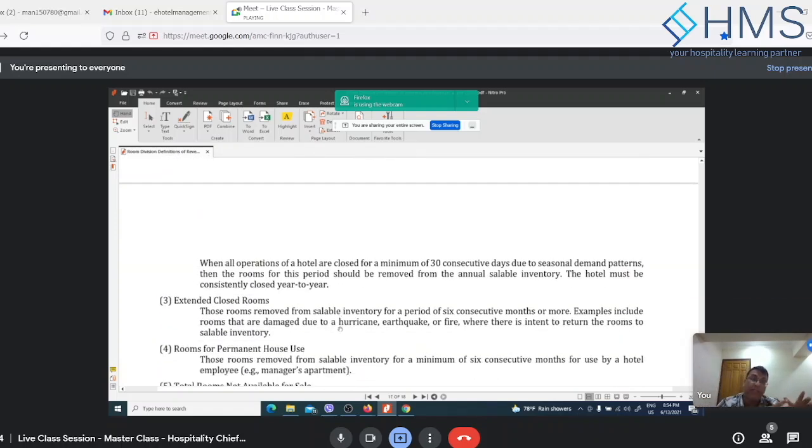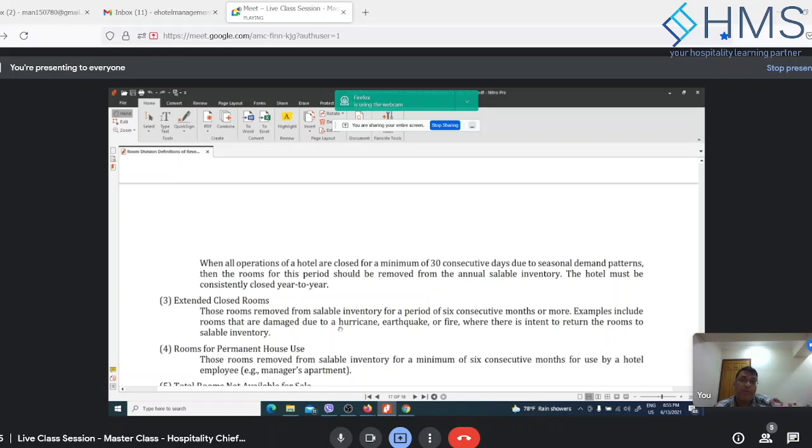So during the period of, let's say now, there is rain in most of the resort destinations, right? So a hotel might be closed for a period of more than 30 days and it's a seasonal thing. So every year you are closing around the same time. Then it becomes a seasonally closed room.